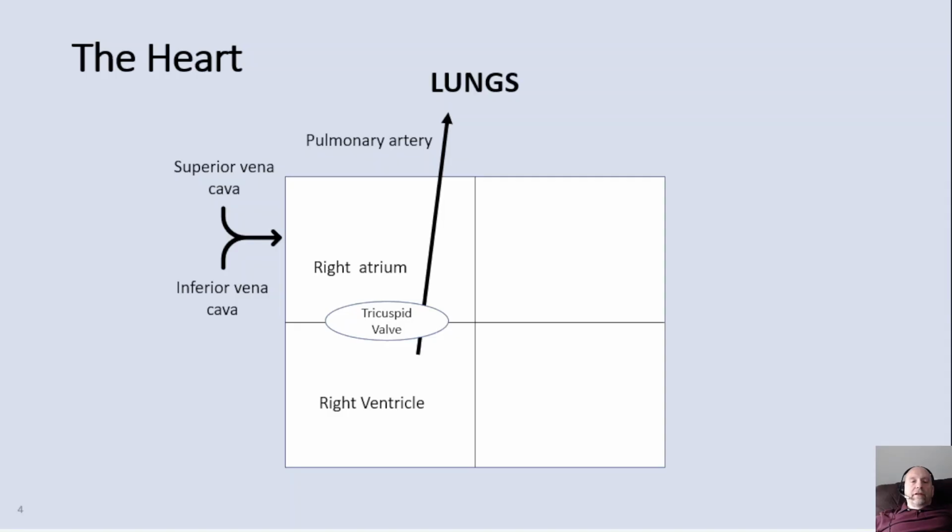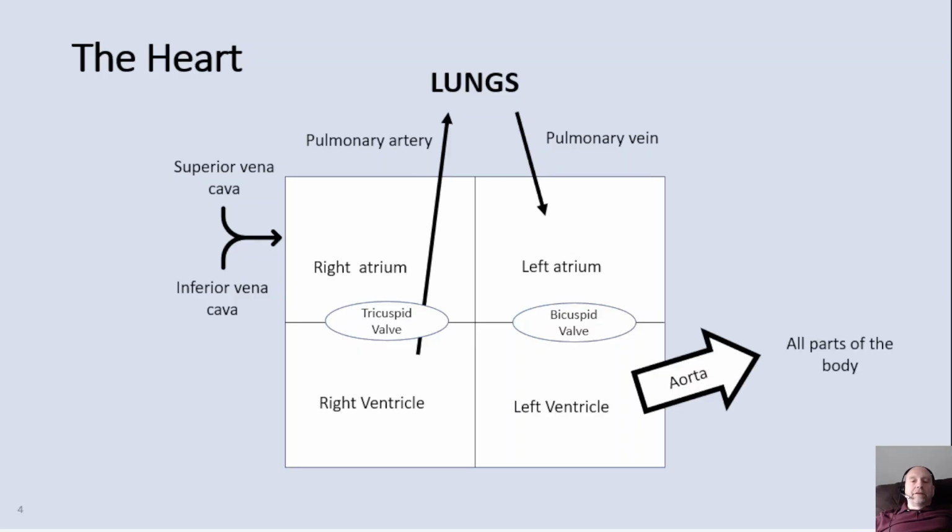From the lungs, the freshly oxygenated blood flows through the pulmonary vein into the left atrium of the heart. As the left atrium contracts, blood flows through the bicuspid valve into the left ventricle. The left ventricle is the strongest ventricle of the heart because when it contracts, it sends blood through the aortic valve into the aorta and out to all parts of the body.